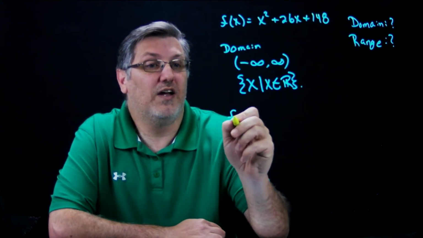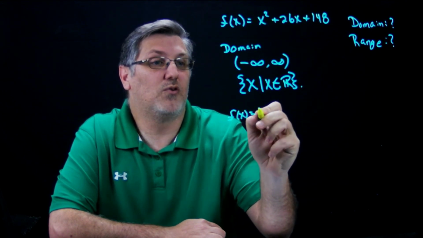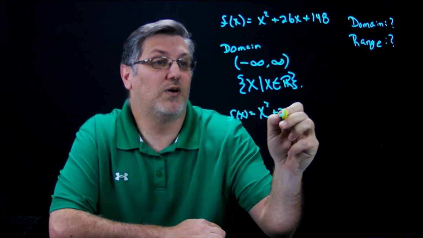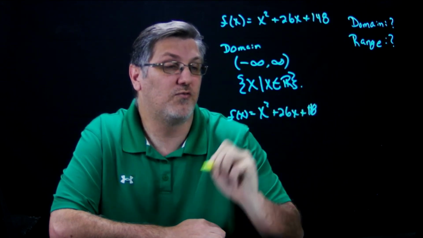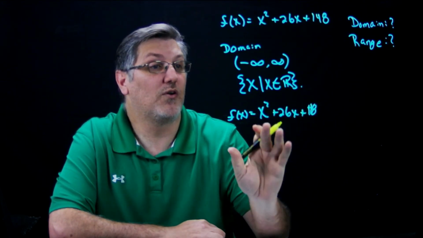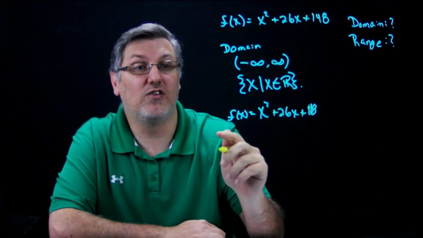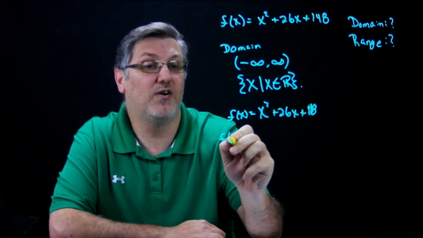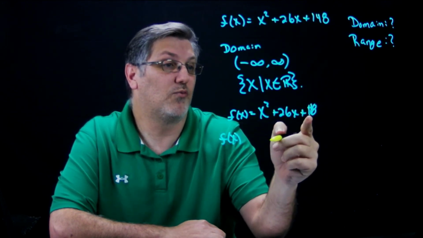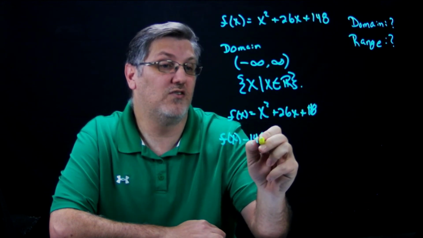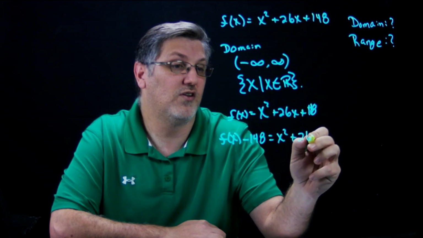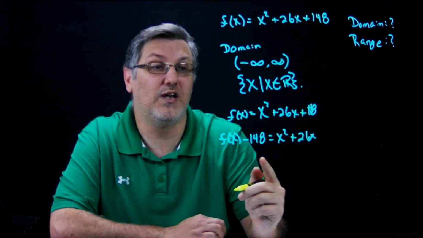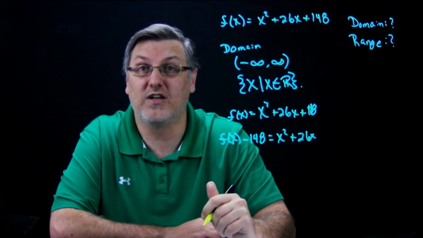So I'm going to have f of x equals x squared plus 26x plus 148. Squeeze a 4 in there. What I'm going to do is get my x's on one side and move everything to the other side. So I have f of x. Let's subtract 148 from both sides. That leaves me with f of x minus 148 equals x squared plus 26x.